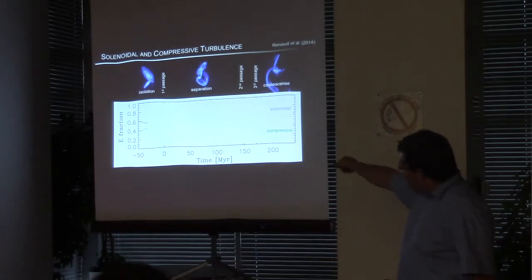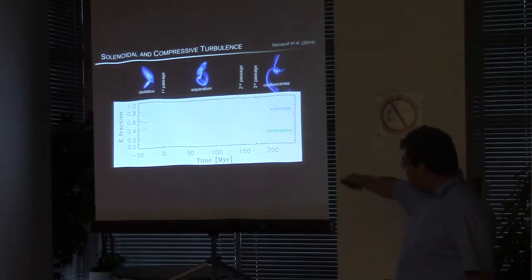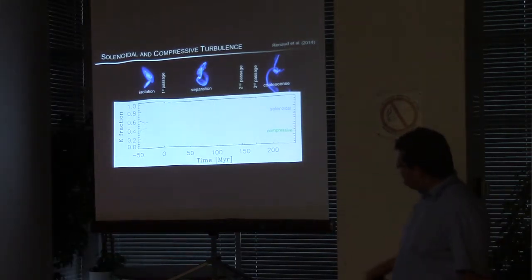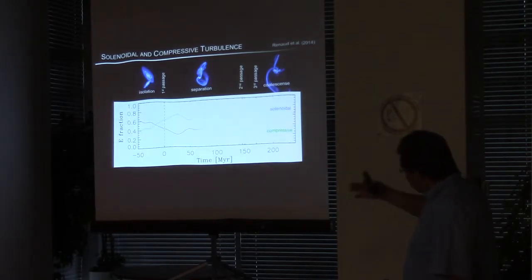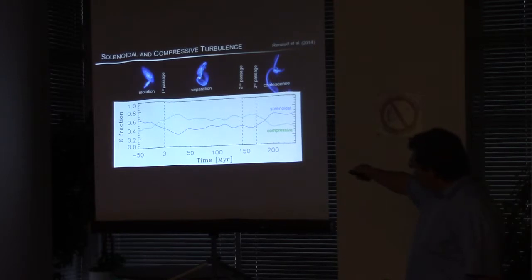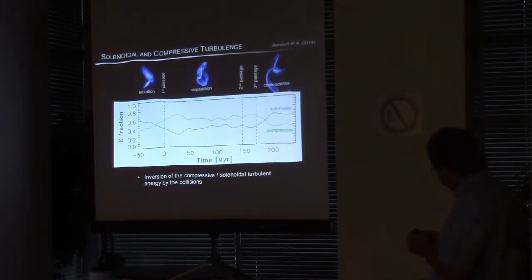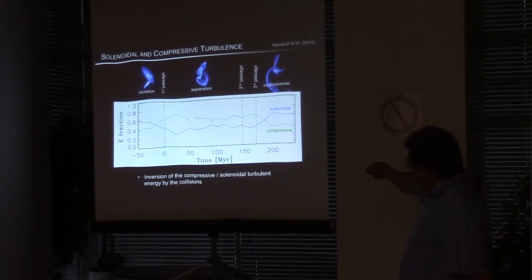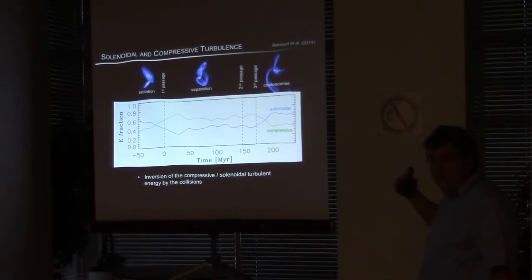In the usual setup, without forcing anything, this is the energy distribution between the two modes. You get two-thirds of the energy in the solenoidal mode, because it's a mixing effect and you have 2 degrees of freedom, and one-third is compressive because you only have 1 degree of freedom. So this is the case in usual galaxies. What is happening in a merger?